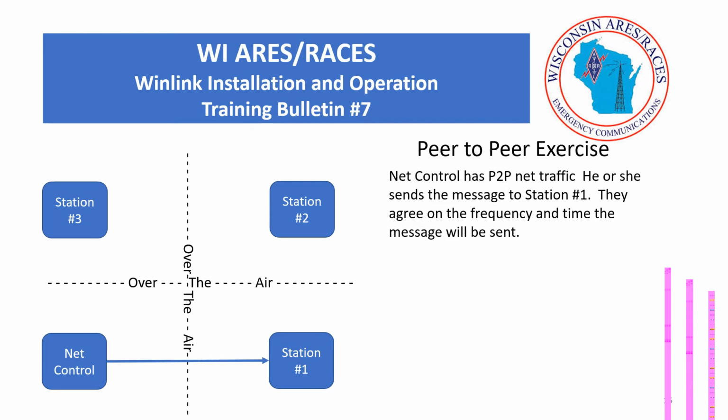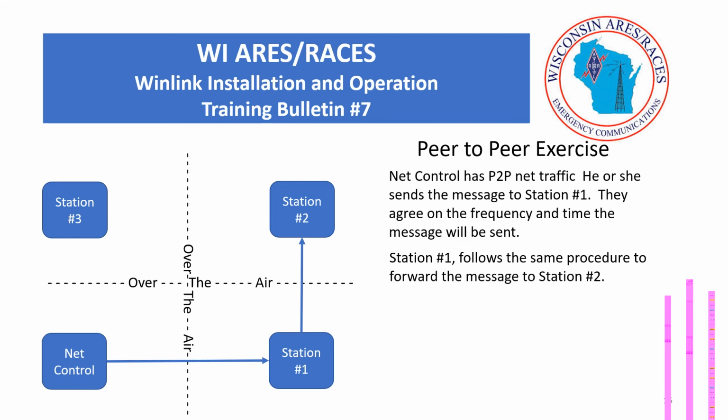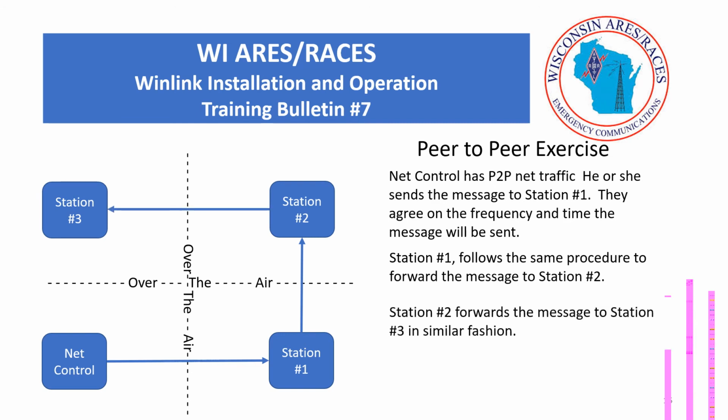He or she decides to send the message by relaying it around the net and negotiates with Station 1 on how and when to send it. At the appointed time and on the agreed upon frequency, the NCS sends the message. After receiving the message, Station 1 repeats the process with Station 2. Station 2 does likewise with Station 3. And finally, Station 3 again repeats the process by sending the message back to Net Control.